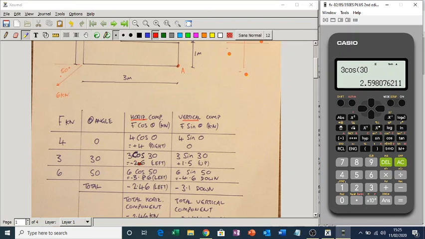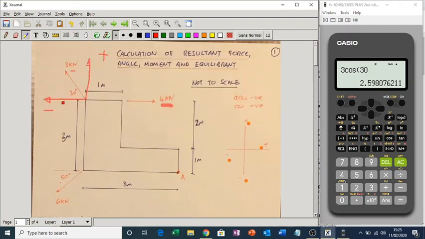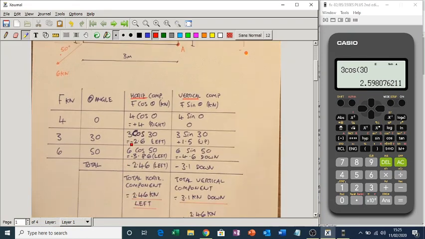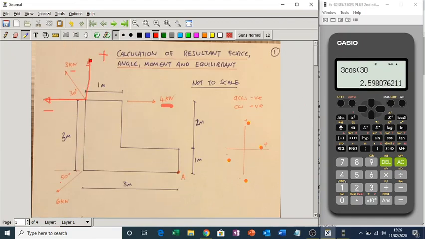2.59, 2.6. It's going to the left, because we know it's going to the left. Horizontal, going to the left. We call that negative. So that's why I got a negative number there. The vertical one's going straight up, so it's going to be positive.